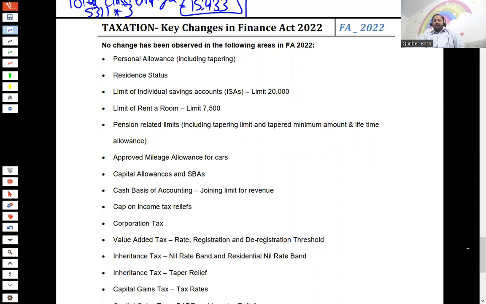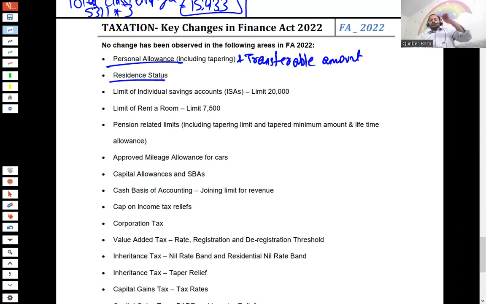There is no change in the personal allowance limit. For the tapering, there was a threshold of 100,000. No change in that. The transferable amount of personal allowance, which was 1260, no change in that. So there is no change in any kind of NIC-related limit. The tapering and transferable amount of personal allowance, no change in that.